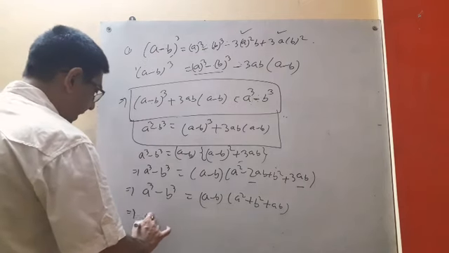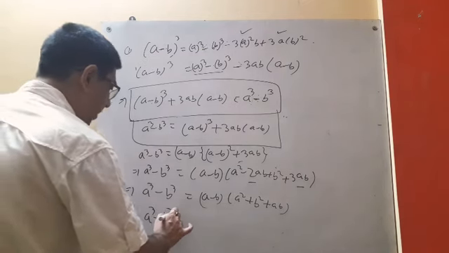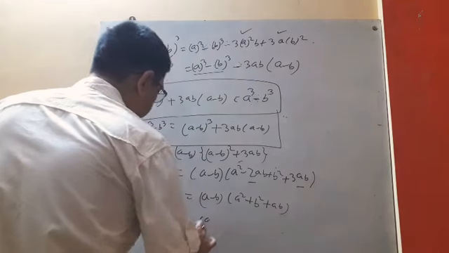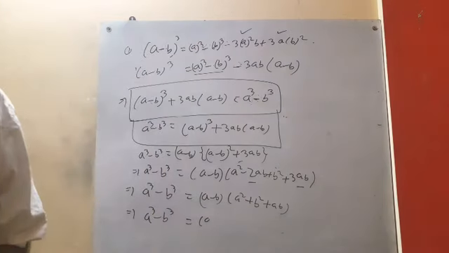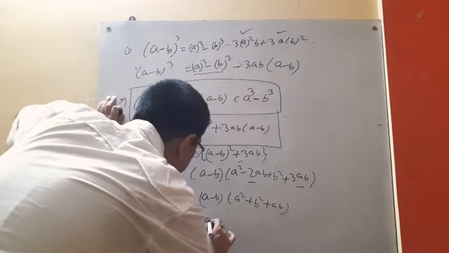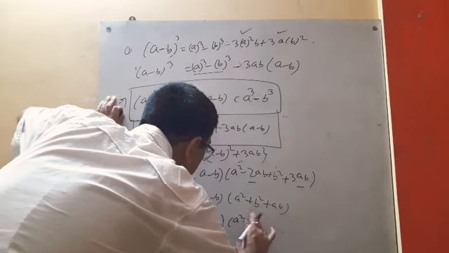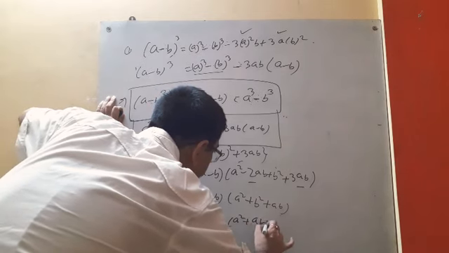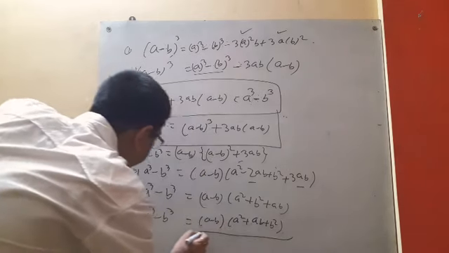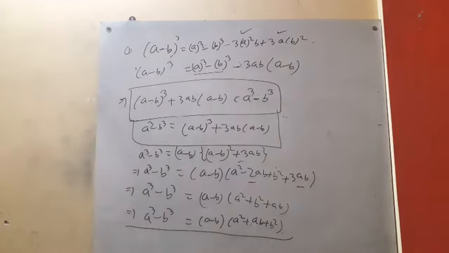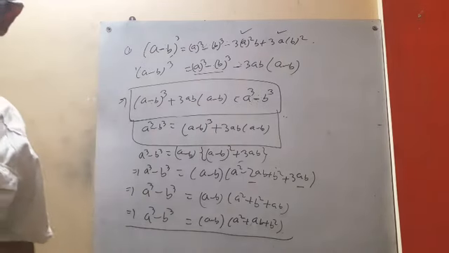So we are getting a cube minus b cube equals, I think you cannot see the board properly. Is it? Yes. A cube minus b cube equals a minus b into a square plus ab plus b square. This is the formula of a cube minus b cube. Okay.